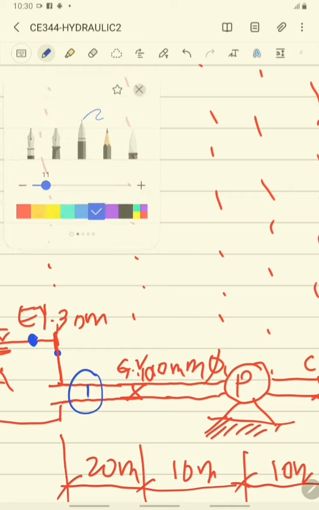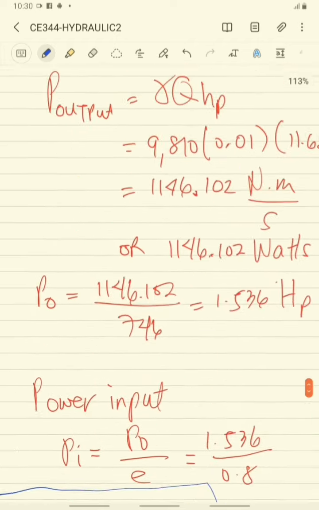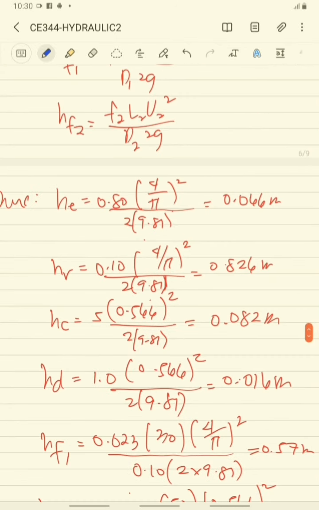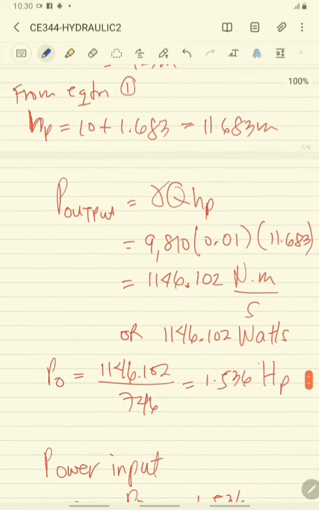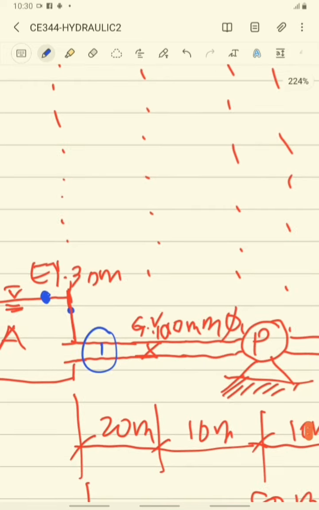So the head loss at the entrance is 0.066. So it's just equal to 30 minus 0.066. Where do I get the 0.066? That is the head loss at the entrance. So you have 30 minus 0.066, so you have 29.934. Okay, this is my point.